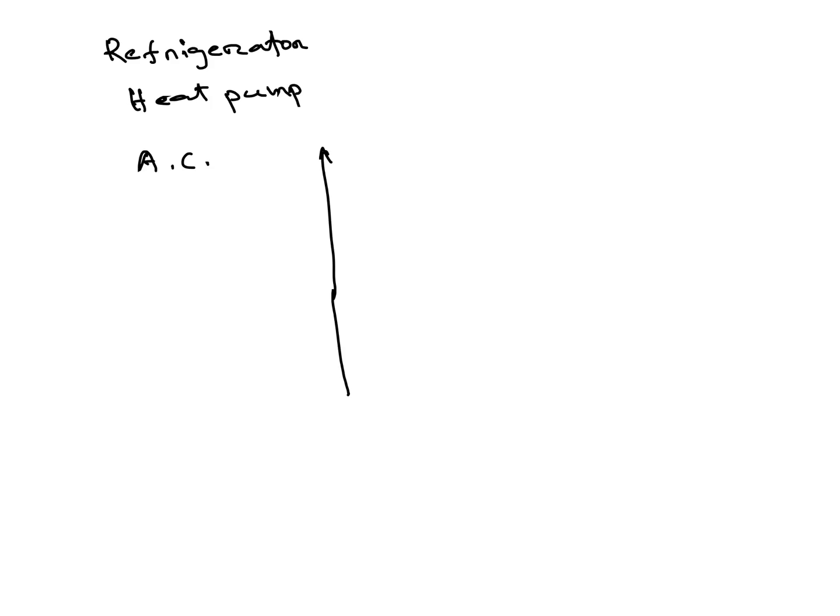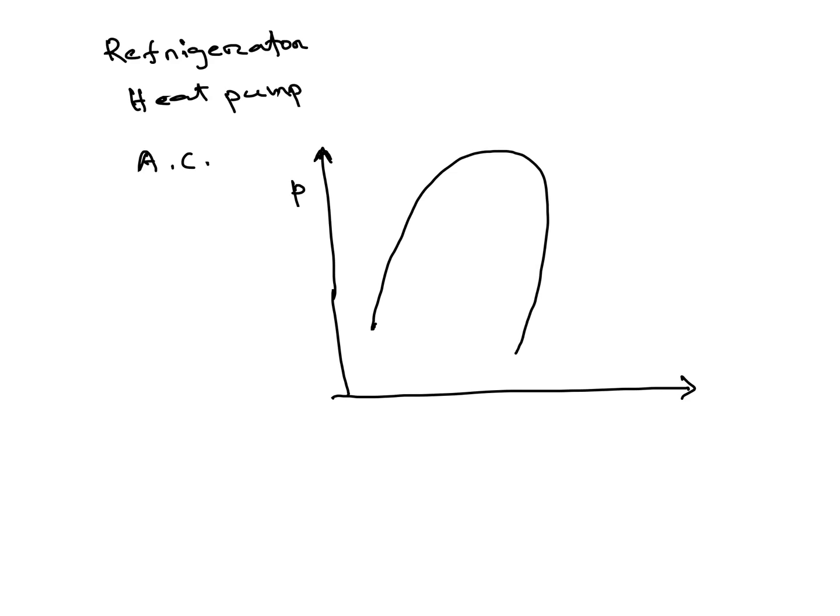Throttling process examples are refrigerator, heat pump, AC, air conditioner. Here I will show you the graph of a vapor compression refrigerating system. It's the P-h chart, pressure versus enthalpy.